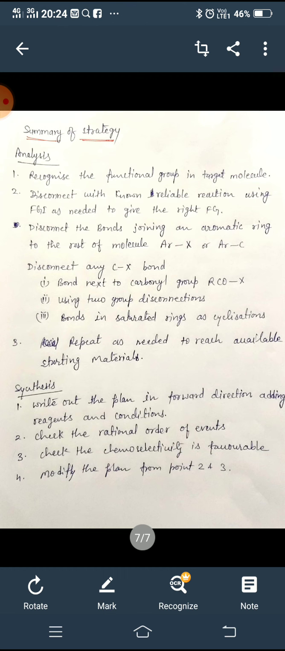For the synthesis, first of all we have to write out the plan in the forward direction, adding reagents and conditions. Second, check the rational order of the events. Third, check that the chemoselectivity is favorable. And fourth, modify the plan from points 2 and 3. So these are the things. Now in the next lecture we shall discuss amine synthesis. Okay, thank you.